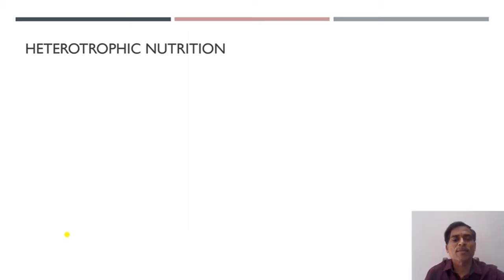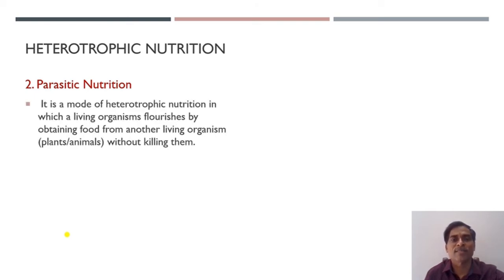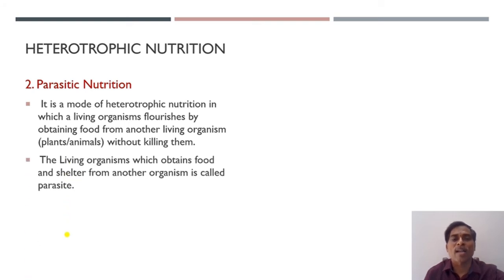Second one is parasitic nutrition. So what is parasitic nutrition? Living organisms obtain food from plants or animals without killing them. Such organisms are called parasites. Their mode of nutrition is called parasitic nutrition. Parasites always get food and shelter from another living organism. A living organism which gets shelter or food from another living organism is called a parasite.